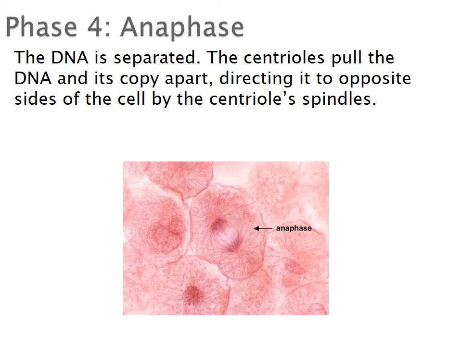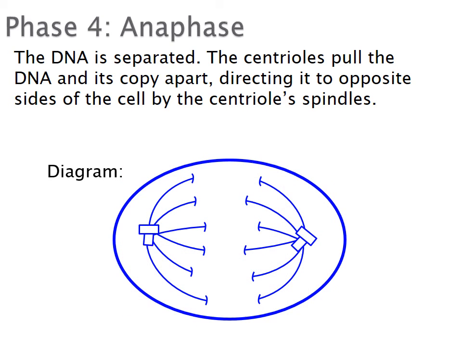In phase 4, called anaphase, the DNA is separated. The centrioles pull the DNA and its copy apart, directing it to opposite sides of the cell by the centriole spindles. Pause, add the notes to your booklet, and include the diagram.